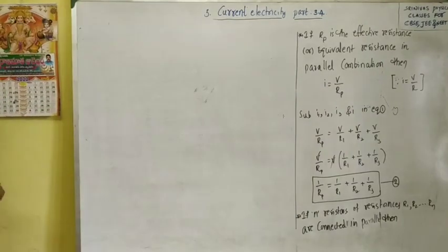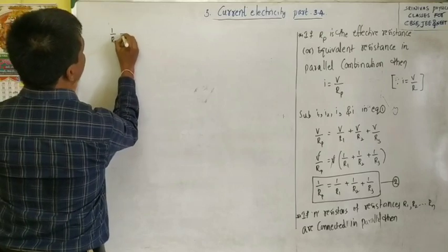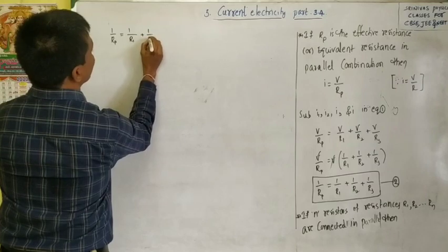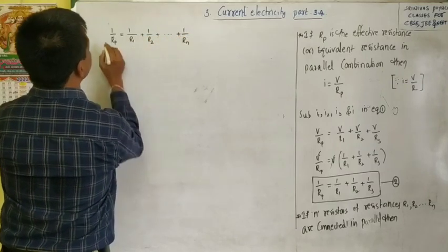Okay, look here. What I want to find out is the effective resistance. 1 by Rp is equal to 1 by R1 plus 1 by R2 plus, and so on, 1 by Rn.